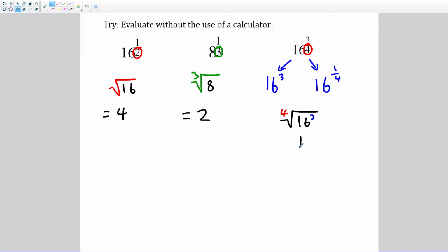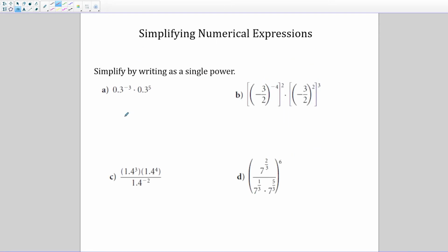We'll find out later on that it's actually a little bit more practical to think of this as the fourth root of 16, and we are going to cube the result. So both of these are actually equivalent, but we'll talk about this a little bit more in depth later on. Let's go ahead and work through a couple of examples.